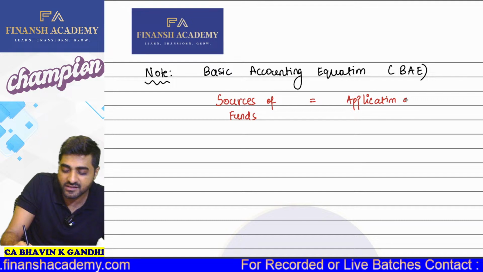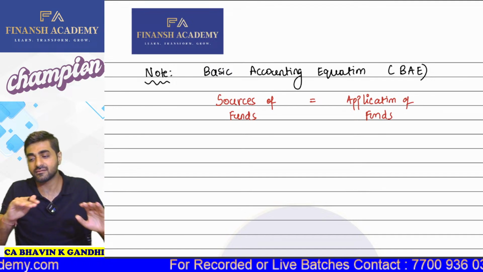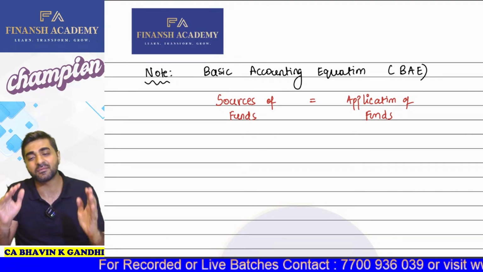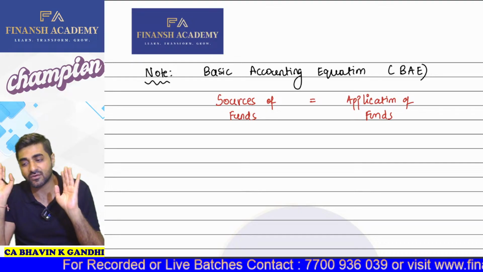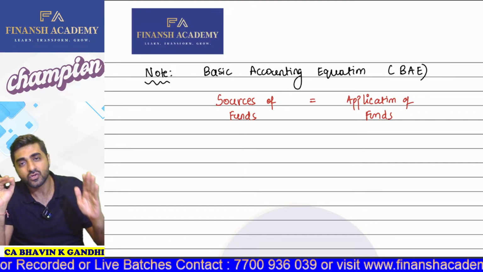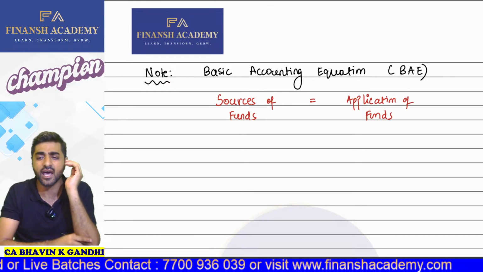So you know what this is? This is nothing but the entire balance sheet which we are presenting in one line. That is nothing but sources of funds is equal to application of funds. So this is actually called your basic accounting equation: your sources of funds is equal to your application of funds.